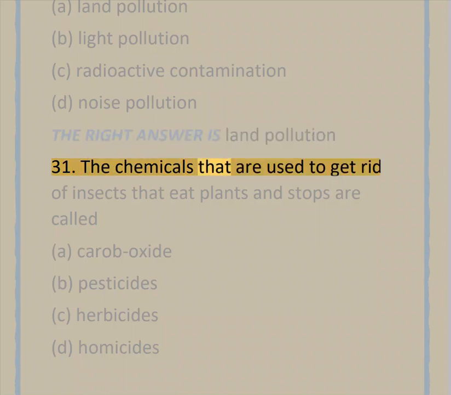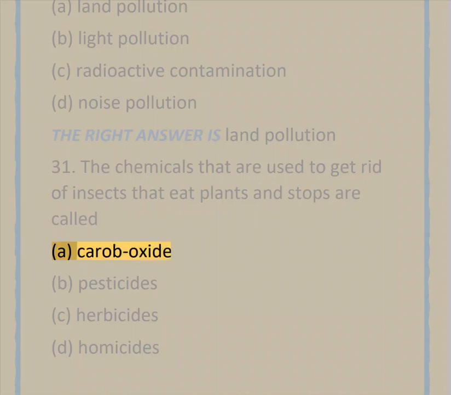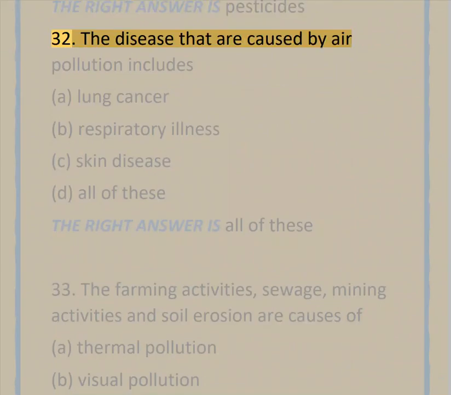31. The chemicals that are used to get rid of insects that eat plants and stalks are called A. Carboxide, B. Pesticides, C. Herbicides, D. Homicides. The right answer is pesticides.